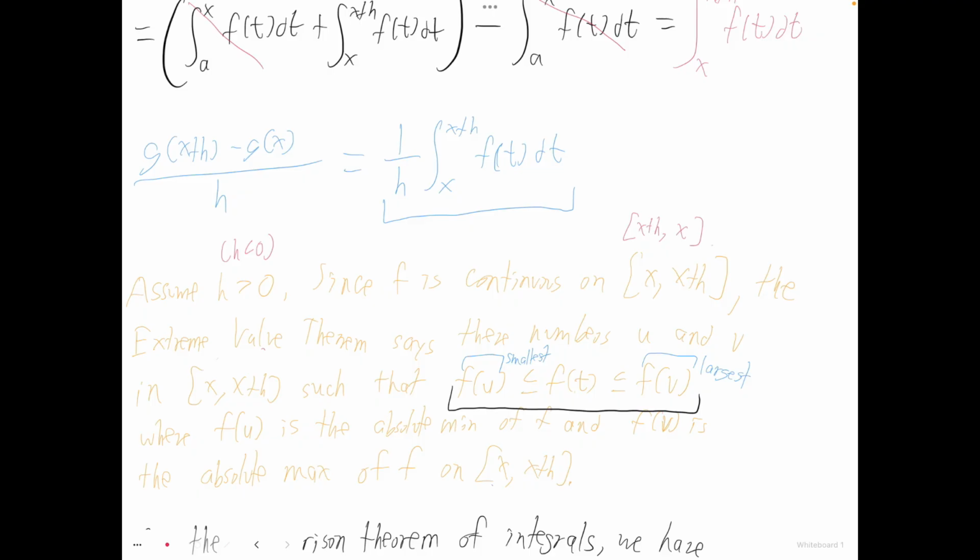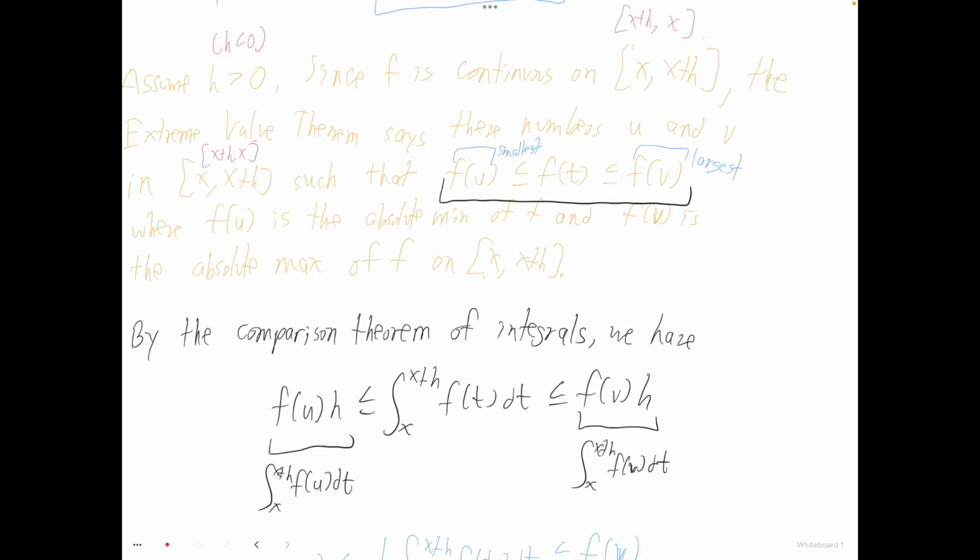Okay, we have to change things a little bit because h is now negative, so x plus h is actually to the left rather than to the right. So our interval is now x plus h to x. All of the stuff with the extreme value theorem is still true. We still can find a u and a v.